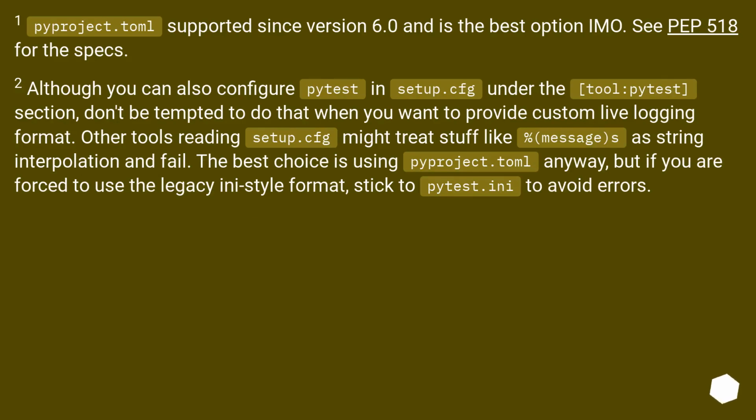1. pyproject.toml is supported since version 6.0 and is the best option IMO. See PEP 518 for the specs. 2. Although you can also configure pytest in setup.cfg under the [tool:pytest] section, don't be tempted to do that when you want to provide custom live logging format. Other tools reading setup.cfg might treat stuff like %(message)s as string interpolation and fail. The best choice is using pyproject.toml anyway, but if you are forced to use the legacy ini style format, stick to pytest.ini to avoid errors.